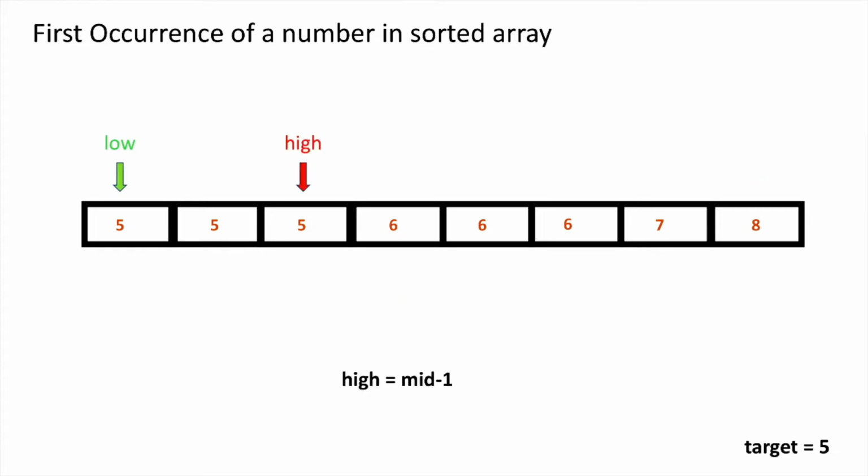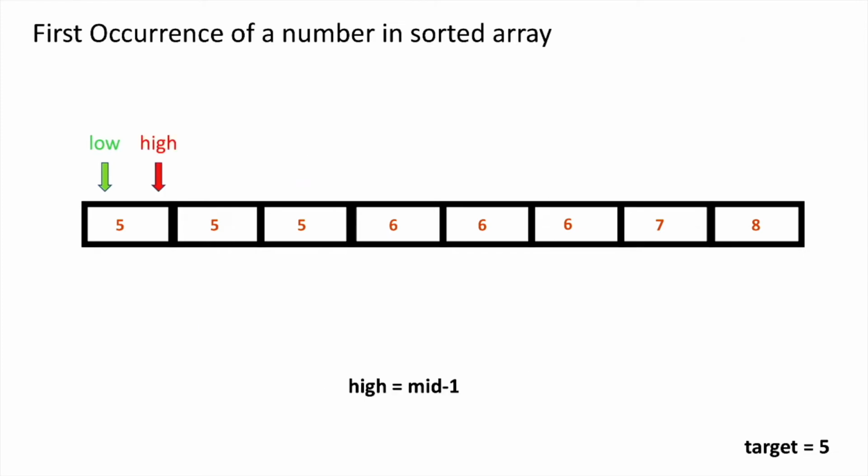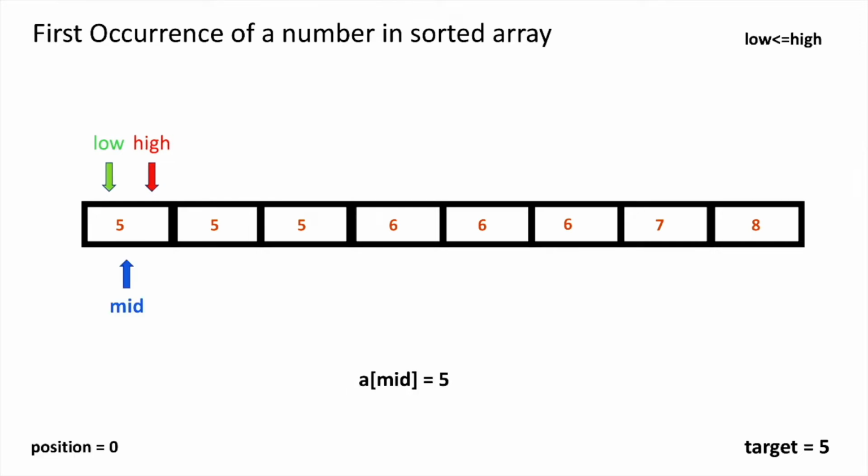So on the next step, we will again calculate the mid element and we will see the value of the mid element. So here the value of the mid element is 5 and the value of the element before mid is also 5, which means the element 5 is not the first occurrence in this sorted array. So we will keep on iterating forward and we will set the high pointer to mid minus 1. Now on the next step we will again calculate the position of the mid, and here also the value of mid is 5.